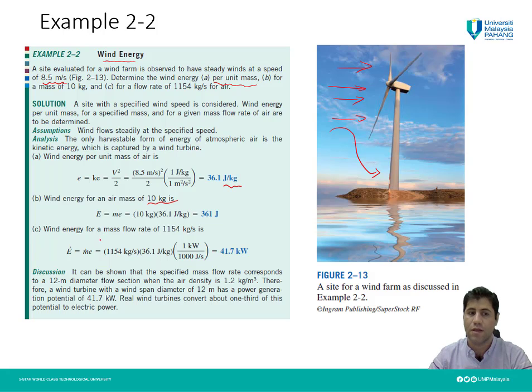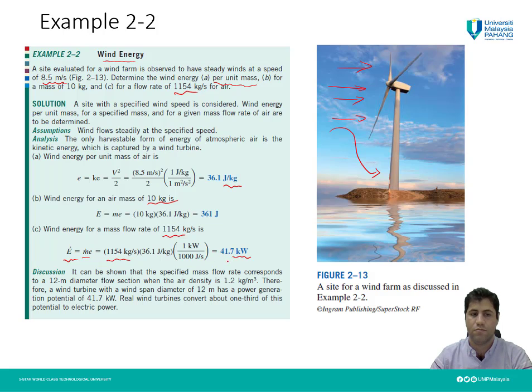How about when we have a mass flow rate? Wind energy for a mass flow rate of 1154 kilograms per second. Again, simply we can find the energy flow rate. We have the mass flow rate, and we multiply that by the energy of the system, E. E is the mechanical or kinetic energy, which we already calculated for this air, and the mass flow rate is given. So that is equal to 1154 kilograms per second times the energy we have for 1 kilogram of air, 36.1 joules. Again, we should use this unity conversion to convert our unit to kilowatts.